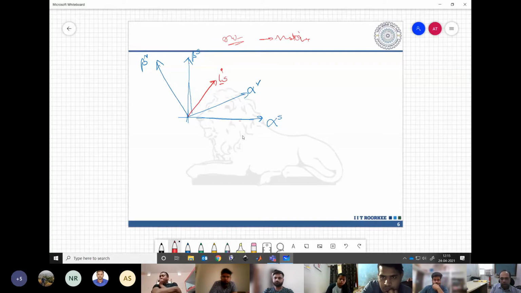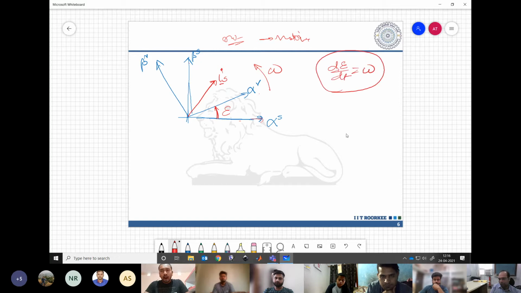When we are clear up to this point, let us try to see what we mean by referring a quantity to another reference frame. What is the meaning of that? Let's say this new reference frame which I have drawn over here, called alpha r, beta r, is making some angle epsilon with the original reference frame alpha s, beta s. That is fine, right? Because this reference frame is moving along with the rotor. So d epsilon by dt, the rate of change of angle, is my rotational speed.